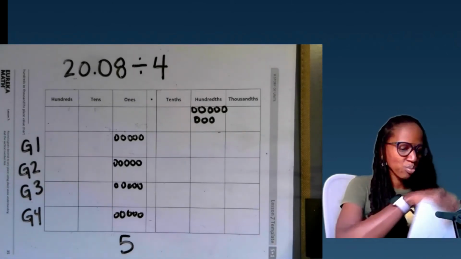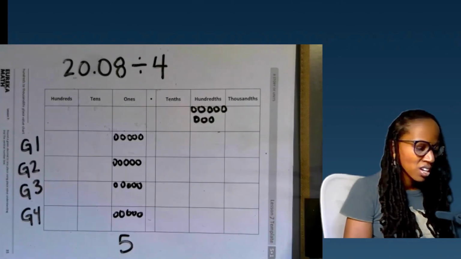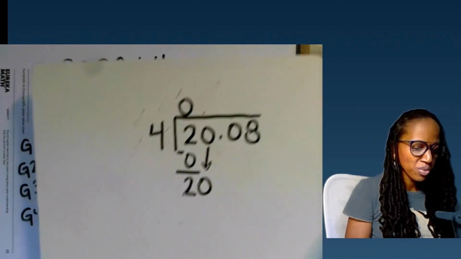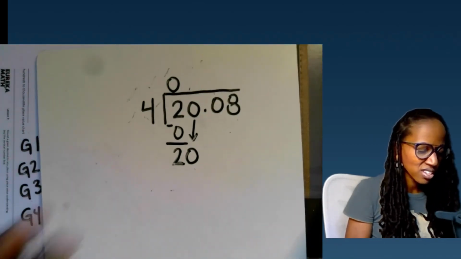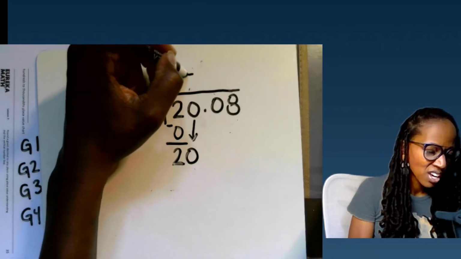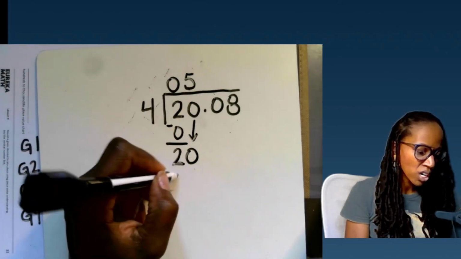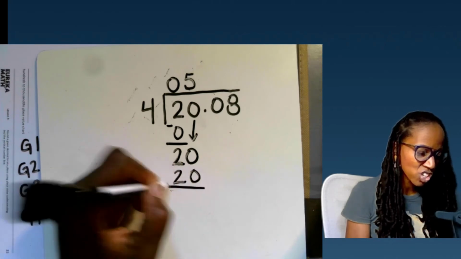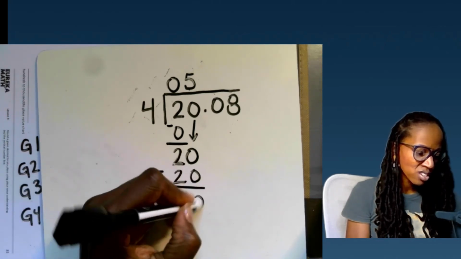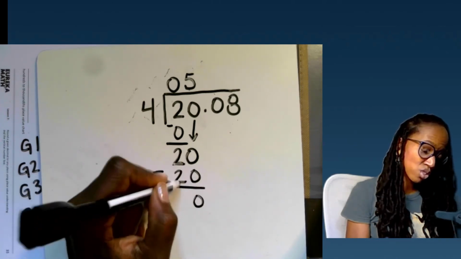All right, let's represent that 5 ones. Each group has 5 ones, so let's represent that on our standard algorithm. I can see that each group in my ones place had 5 ones. So 5 groups of 4 gives me 20 total ones that I shared, and I can see 0 minus 0 is 0, 2 minus 2 is 0.